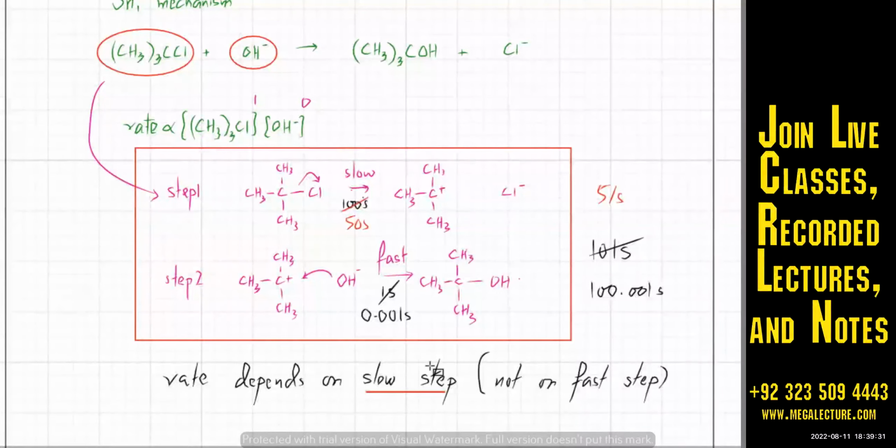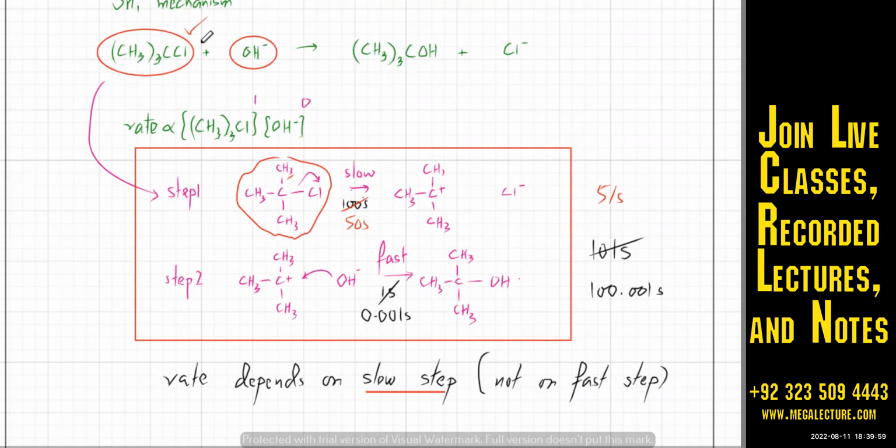So the question is, if you want to speed up the reaction, or the rate of the reaction, it will depend on the reactants that are involved in the slow step. So what are your reactants that are involved in the slow step? There's only one reactant which is involved, which is this one. So if you increase the concentration of this reactant, the slow step will speed up. So the rate of the reaction is only dependent on the reactants that are involved in the slow step.